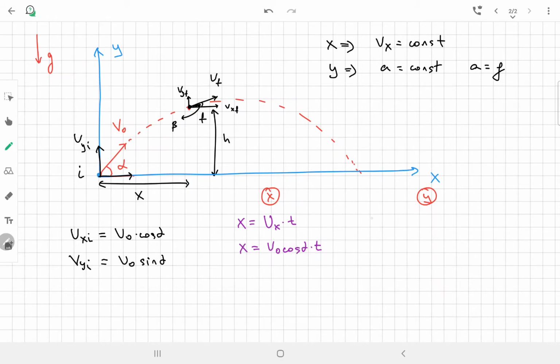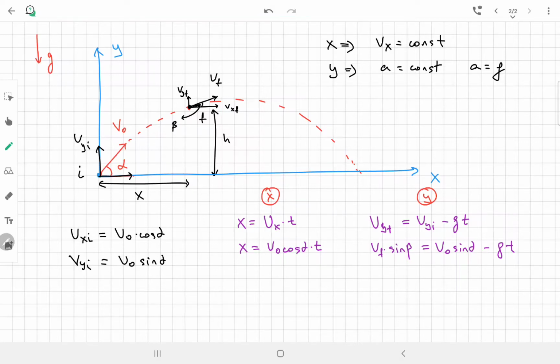The first one: final velocity in the vertical direction, Vyf, equals initial velocity in the vertical direction, plus or minus, and for this problem, for this figure, it will be minus, because gravity is negative in y, g times time. So it means v final times sine beta equals v initial times sine alpha minus gt. This is the first equation.